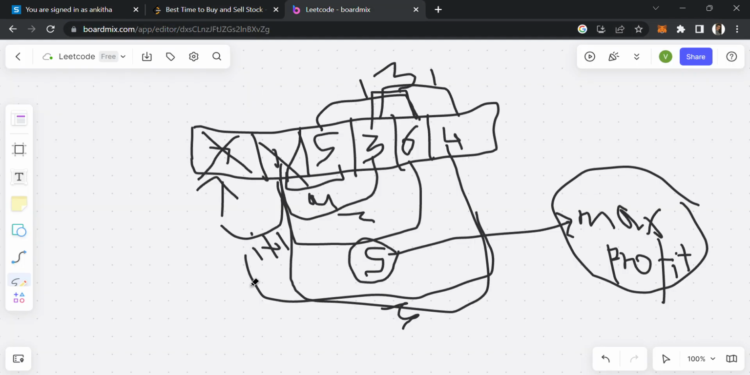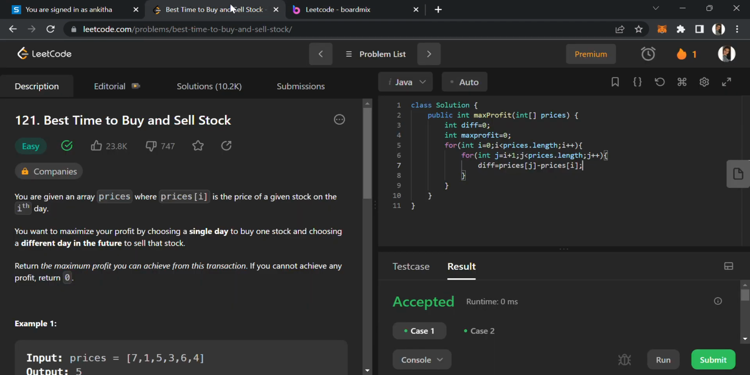Once you find the difference, you have to compare it with the maximum profit. If the difference is more, then you assign that difference to the maximum profit. So if difference is greater than max profit, then you assign the difference to the maximum profit. So max profit equals difference. This will be done for the entire loop, and we'll return max profit here.